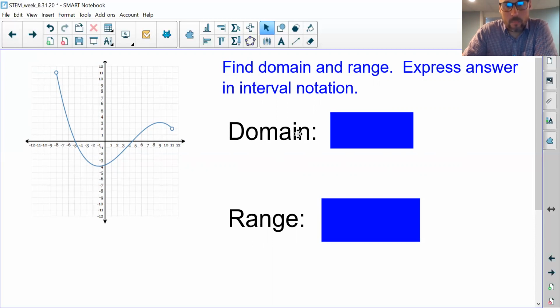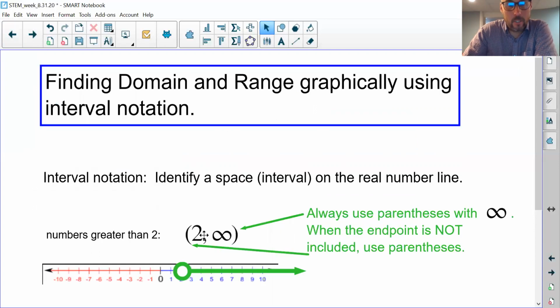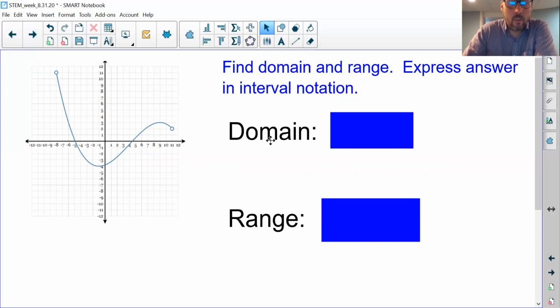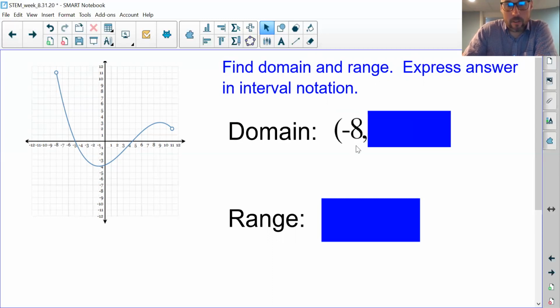You always express your intervals from the smallest number to the biggest number. Like right here, 2, of course, is smaller than infinity, so 2 comes first. So the domain, the x values, I want to go as far to the left as the graph will allow. So if I travel to the left, I go as far left as -8. -8 is as far left as I go, but look at the open circle. It doesn't include -8. It goes right up to -8. So I need parentheses. That's the first part of my interval.